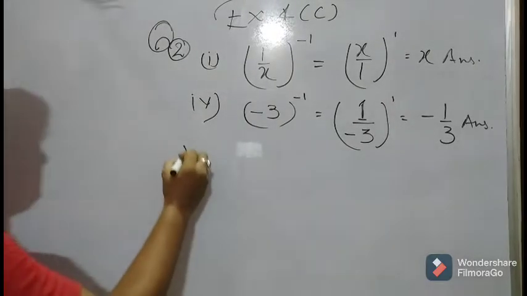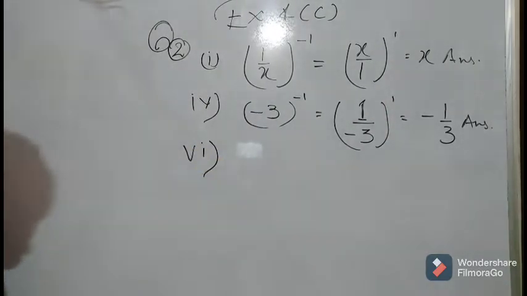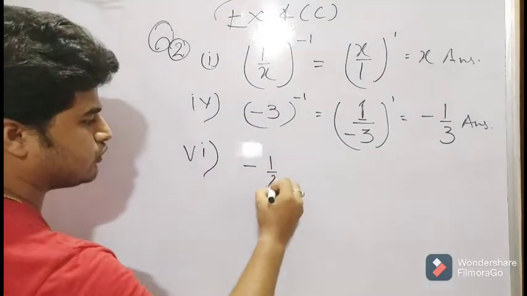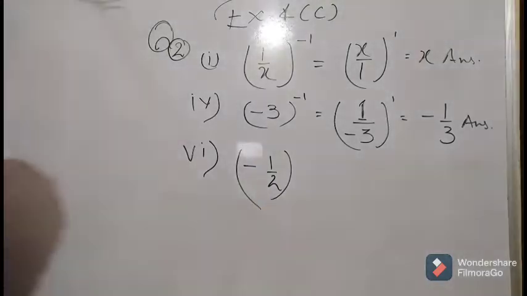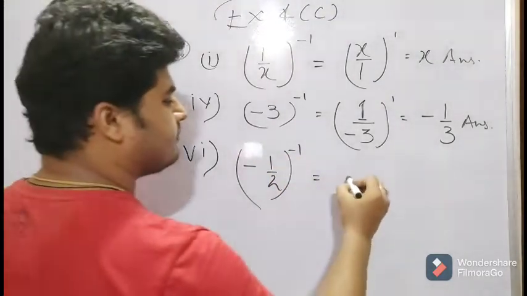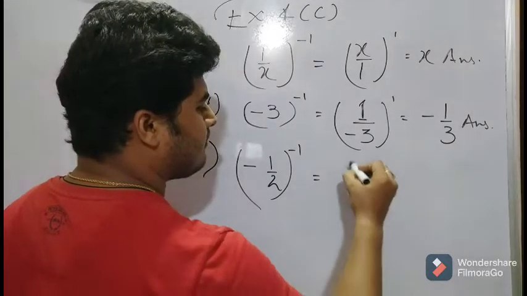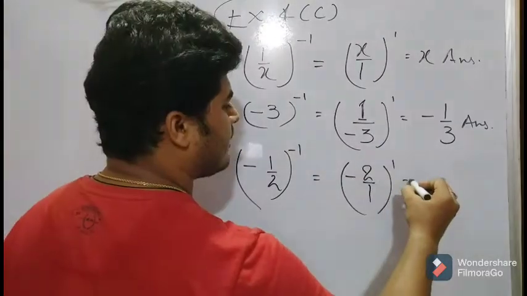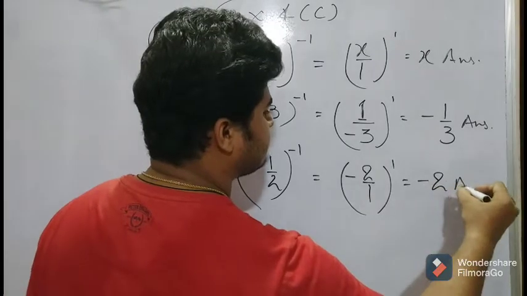Let's see part 6. In part 6 it is saying minus 1 upon 2 raised to the power minus 1. So the fraction will be reversed. It will become minus 2 by 1 raised to the power 1. So the answer will be minus 2.